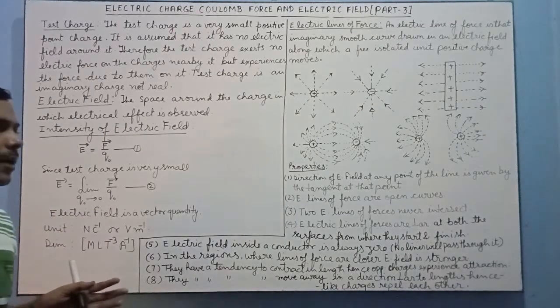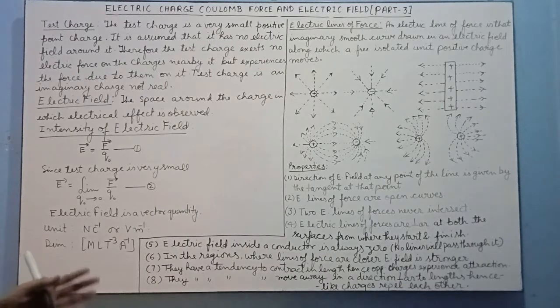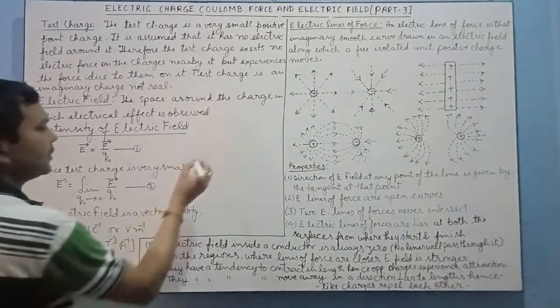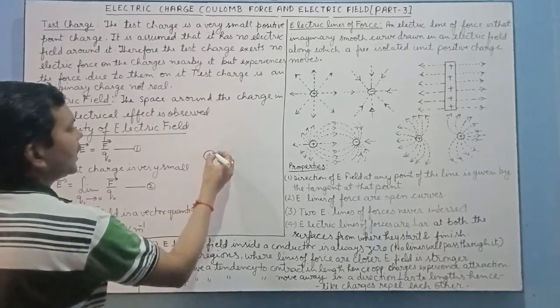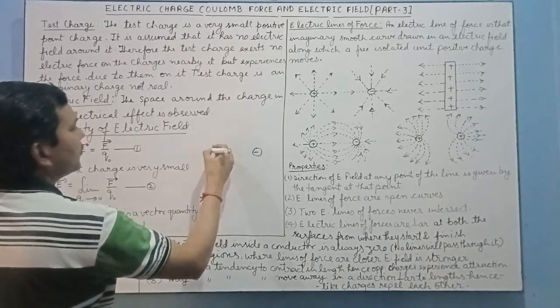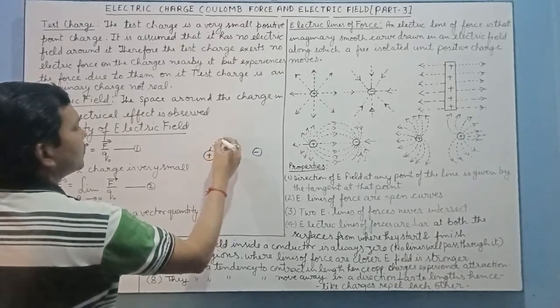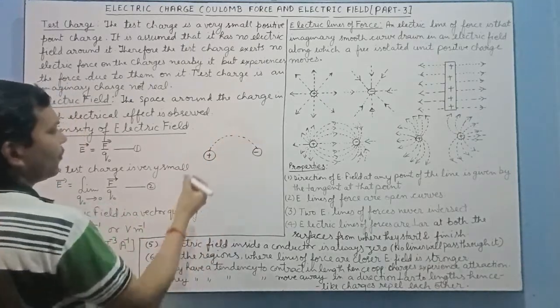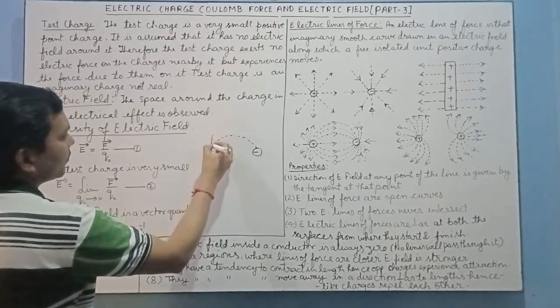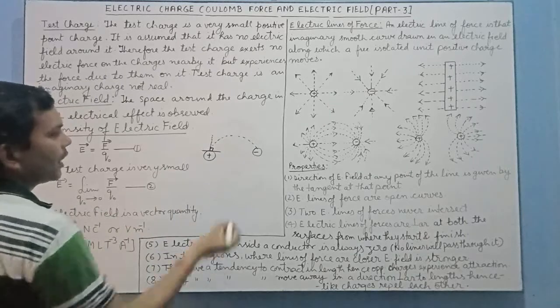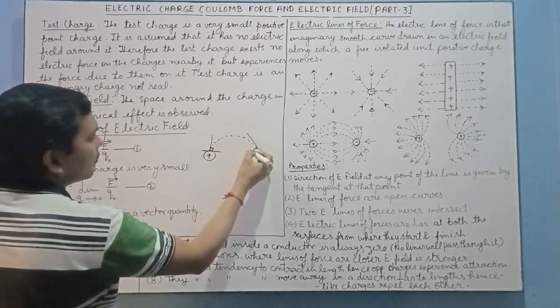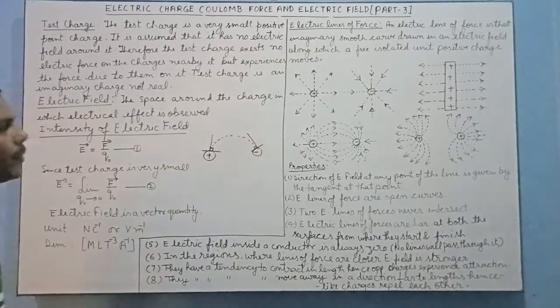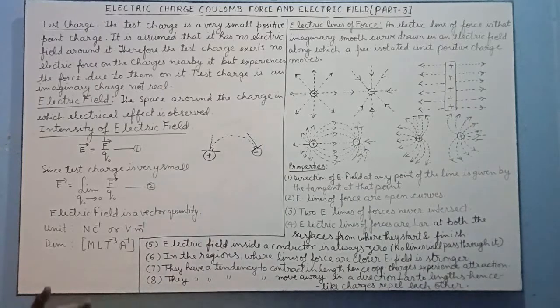Electric lines of force are perpendicular at both the surfaces from where they start and finish. Suppose that electric lines of force start from here and finish here. Then you can notice that here it is perpendicular, and here also it is perpendicular. So electric lines of force are perpendicular at both the surfaces from where they start and where they finish.